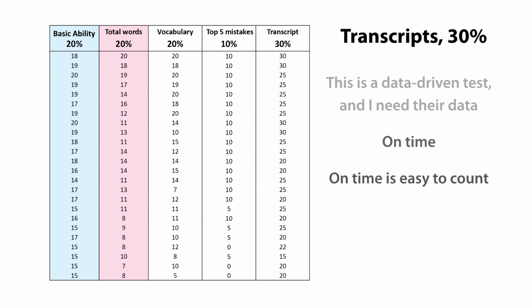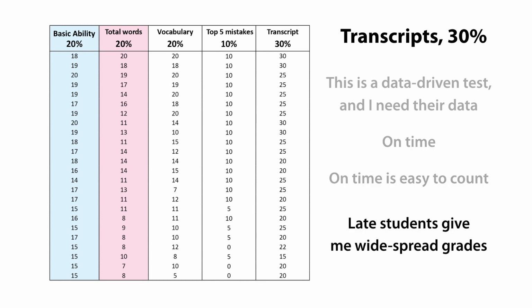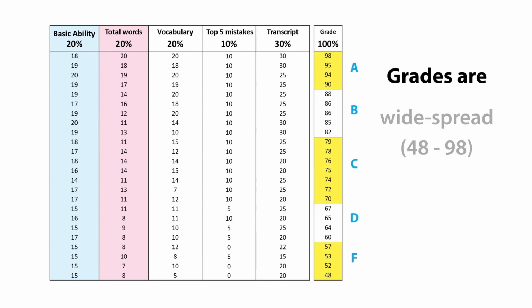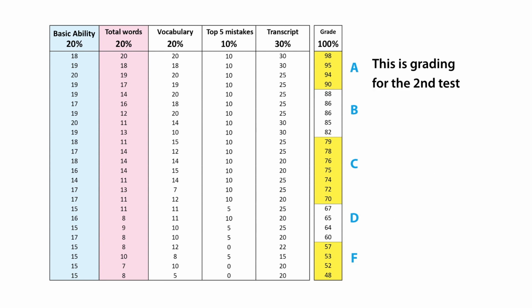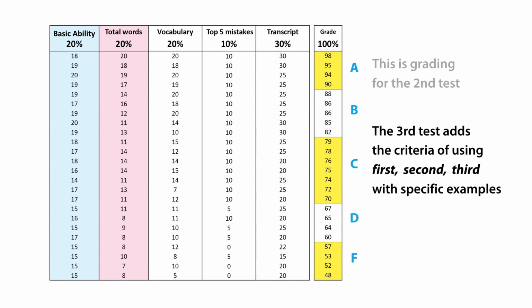On time. On time is easy to count. Late students give me widespread grades. Grades are widespread from 48 to 98, transparent, objective. This is grading for the second test. The third test adds the criteria of using first, second, third with specific examples.